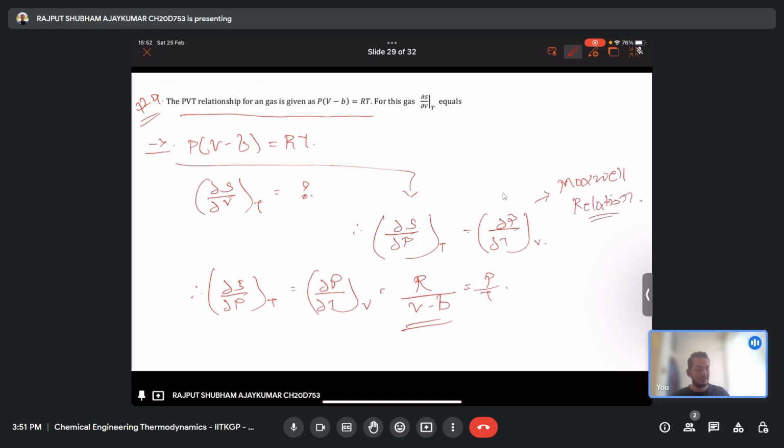In the question we have been given an equation related to a sort of modified Van der Waals equation of state, P into V minus B equal to RT, and they've asked for the partial change in entropy with respect to volume at constant temperature. If you know the Maxwell relations, this term is related to del P by del T at constant volume. So P by T equals R upon V minus B, and you just have to do the partial differentiation at constant volume, and the final answer will come. You can do that easily.